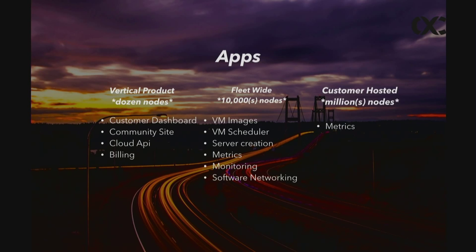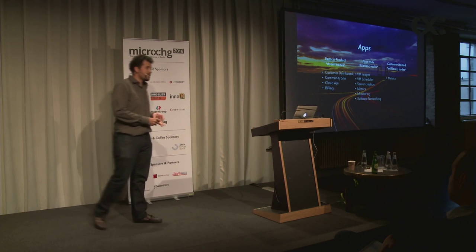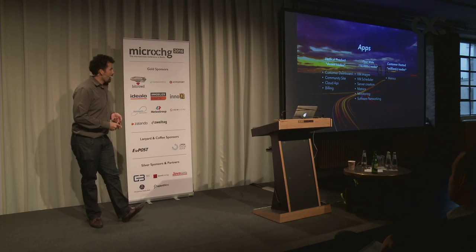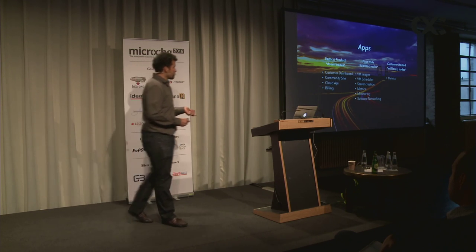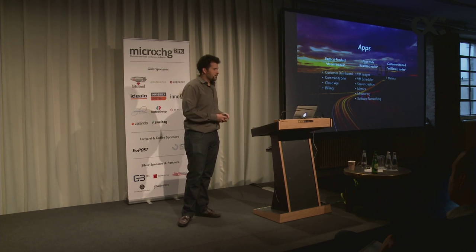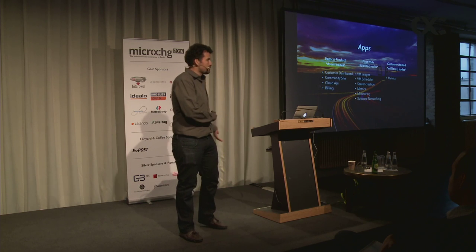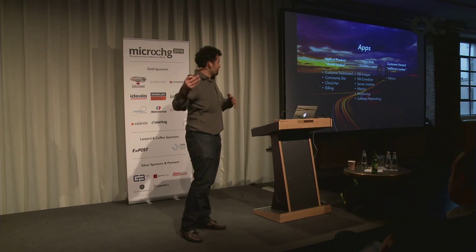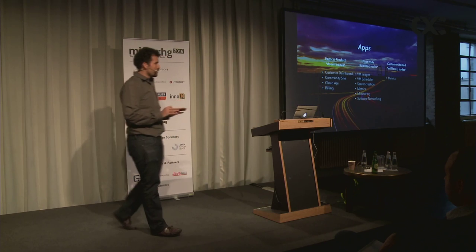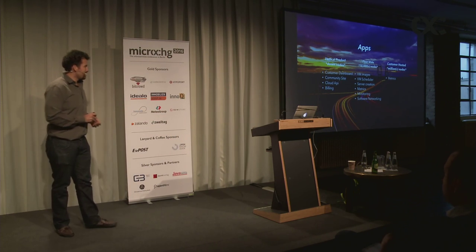Anything that has to do with VM scheduling, moving VMs around, or monitoring metrics of actual VMs, servers and hosts, these applications actually have to run on tens of thousands of nodes. And we're going to be launching a product shortly that's going to be running on a million clones. Basically, we have an agent that's going to be running on customers' virtual machines. So that's the next level of scale. We're still a little bit worried about that one. But those are the different scales of application.